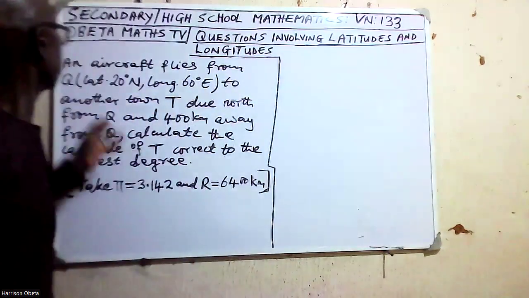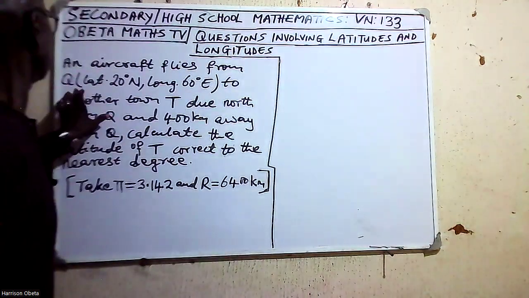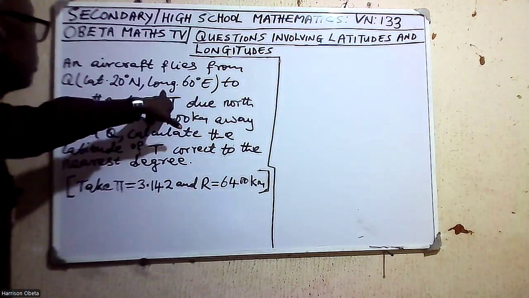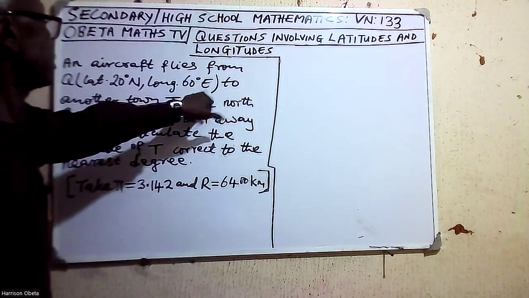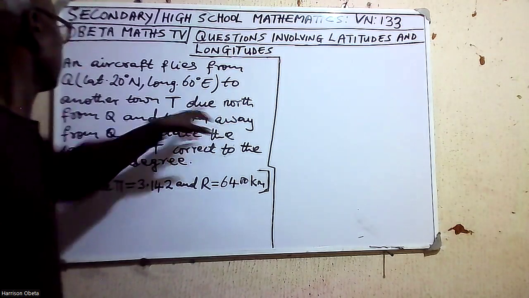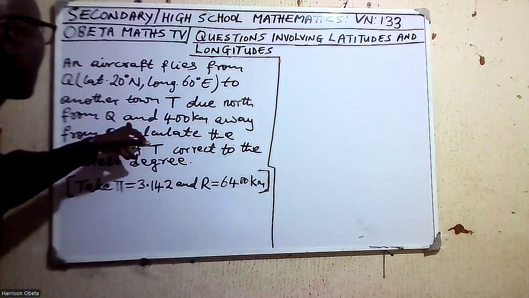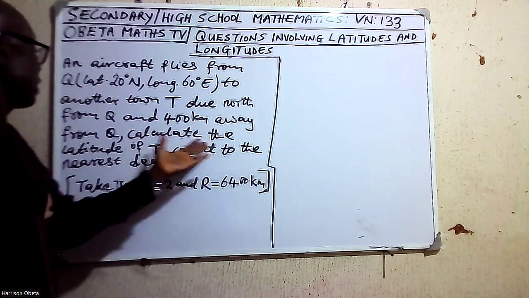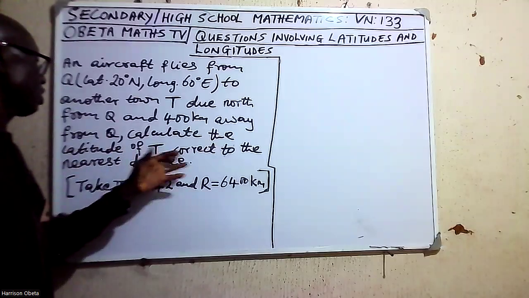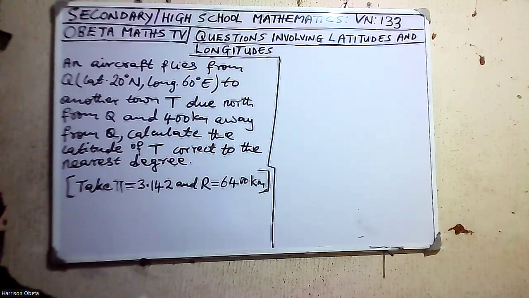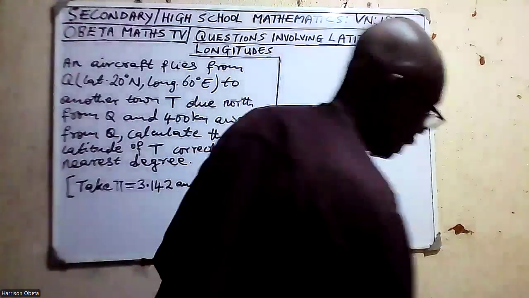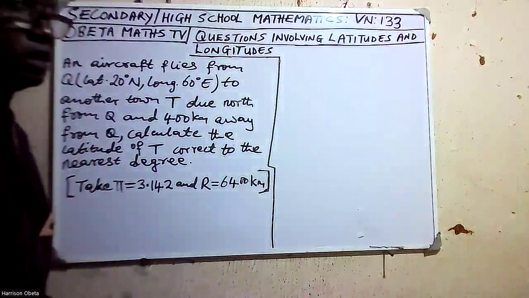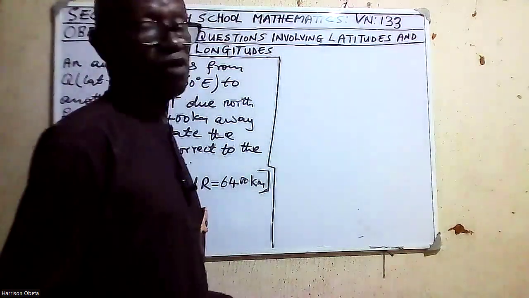Now let's start. An aircraft flies from Q, latitude 20 degrees north, longitude 60 degrees east, to another town T due north from Q, and 400 kilometers away from Q. We are to calculate the latitude of T correct to the nearest degree. As usual, we have to start by drawing the diagram, indicating the points, and then before we solve.